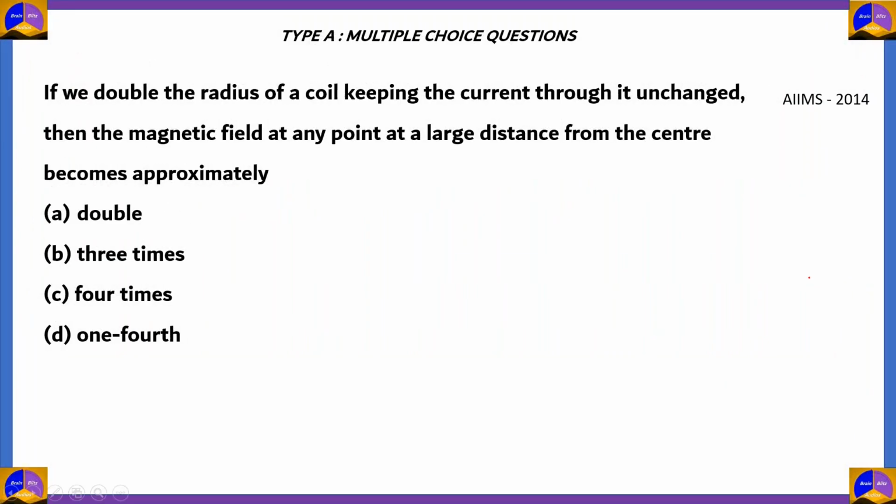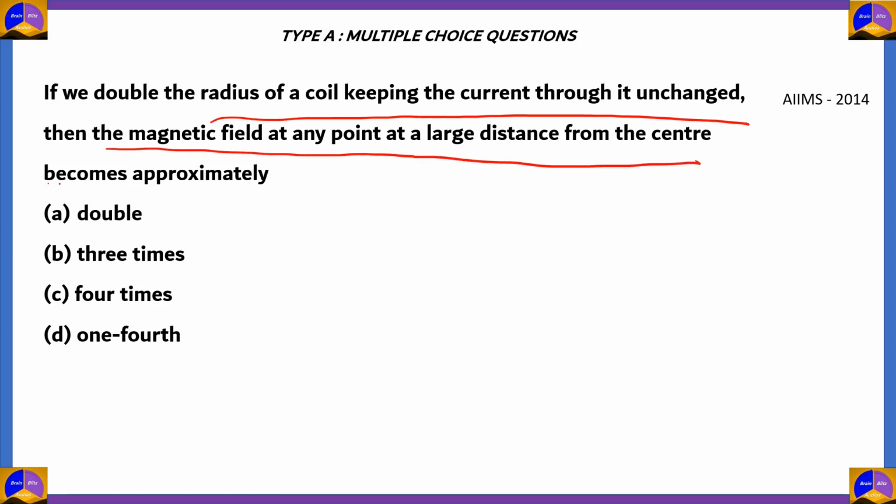Next question. If we double the radius of a coil, keeping the current through it unchanged, then the magnetic field at any point at a large distance from the center becomes approximately. So it's either double, 3 times, 4 times, or 1 by 4. So let's draw the case here.